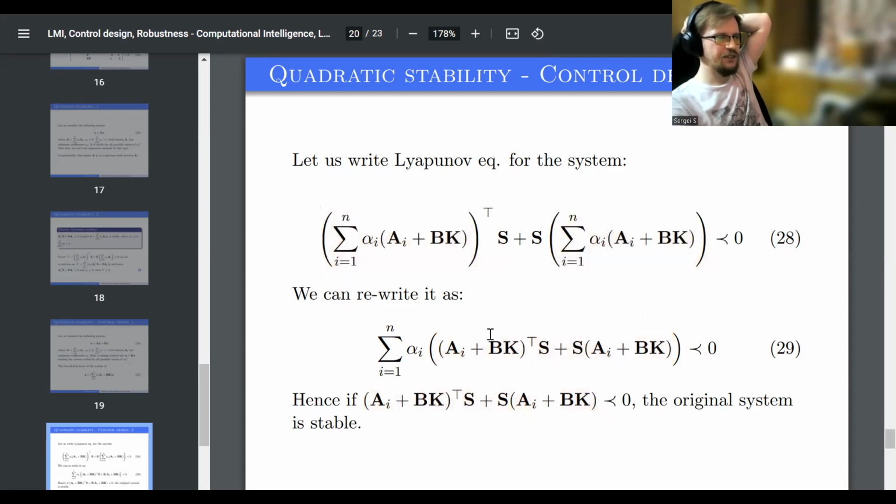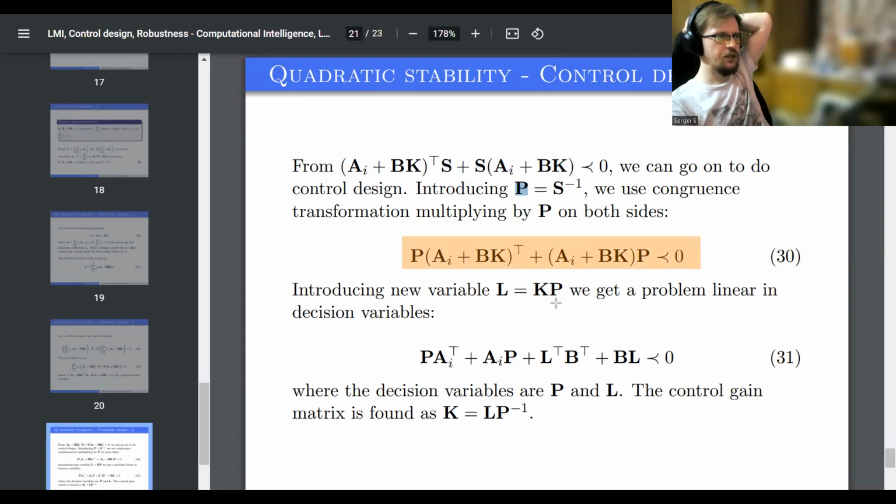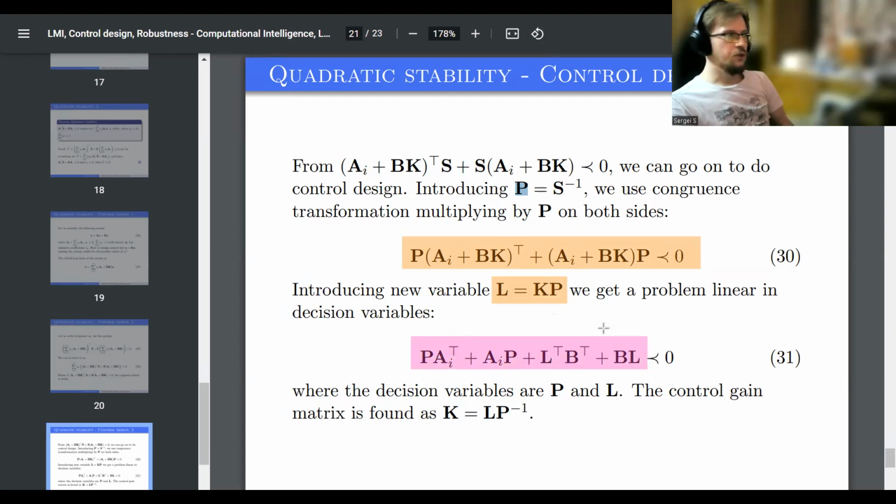What we do next is we consider this, it needs to be negative. We multiply by P, which is S inverse, on both sides, and we get what we already saw before, this equation. Introduce L equals KP, and we get finally this design. So for quadratic stability, you simply introduce a bunch of vertices Ai, and you define a single P and a single L that satisfies all of them at the same time. And then the K would be L times P inverse.